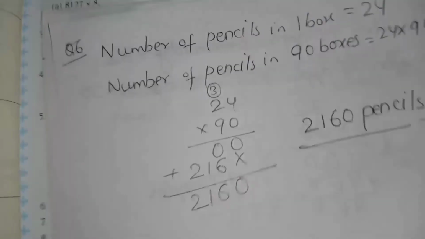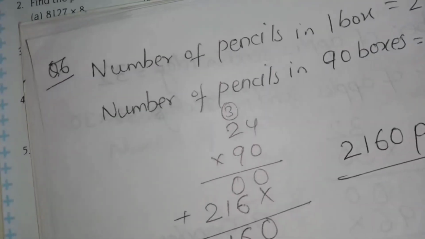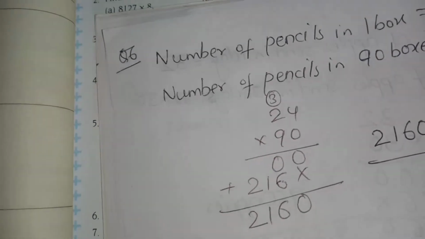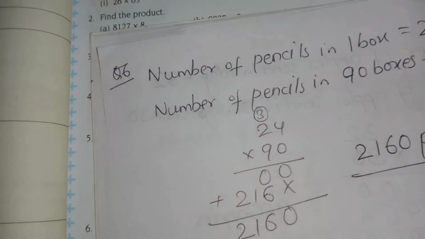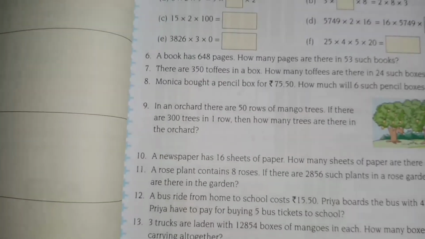So with this I have completed this exercise and this chapter is also completed. Only the revision exercise is left. I'll give you a few homeworks from the revision exercise. You will do them by yourself. I will give you a few questions from this exercise, and if you have any doubt you can ask me. So with this I have completed chapter number 3.